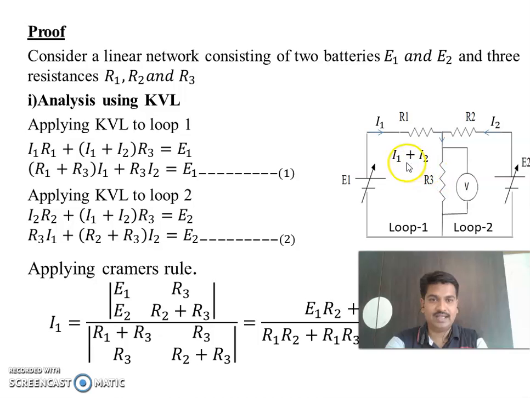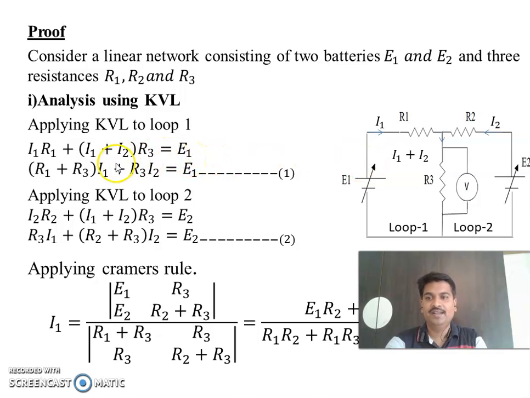Here the current is I1 plus I2 and the resistance is R3. The product is (I1 plus I2) into R3. And the sign: I am going clockwise, current is also going clockwise, so it is plus, equal to the EMF of the battery. Here, while mentioning the EMF, we have to be very careful. If I am going from positive to negative, I have to mention plus E1. If I am going negative to positive, I have to mention minus E1.